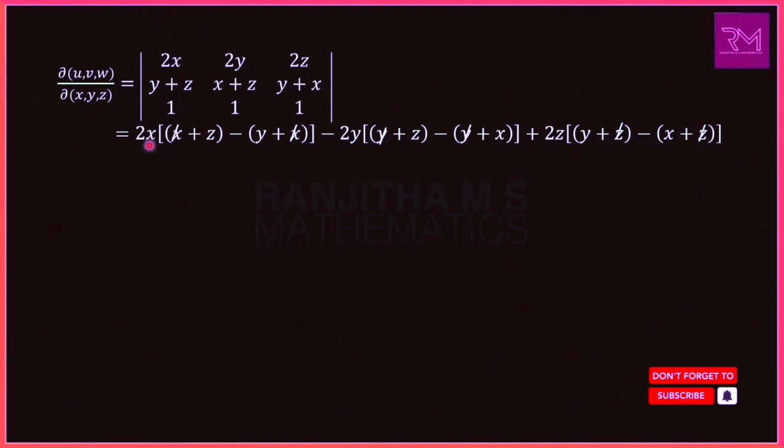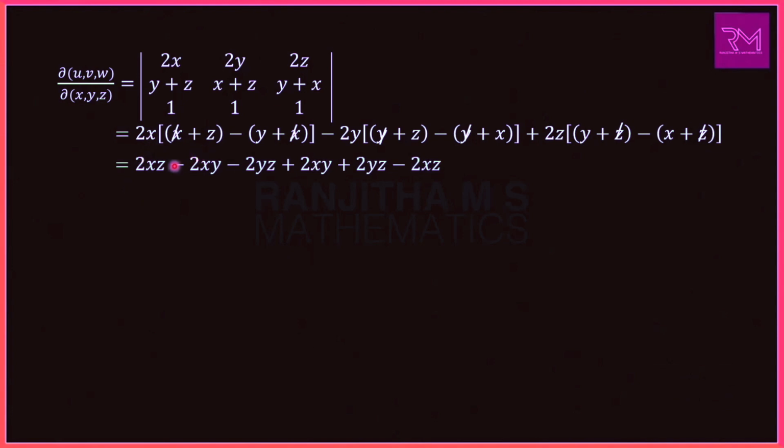And simplify, multiplying 2x, 2y, 2z inside the bracket, we get here 2x into z is 2xz, minus 2x into y is 2xy, minus 2y into z is minus 2yz. Here minus into minus, plus 2y into x is plus 2xy, plus 2z into y is plus 2yz. Here plus into minus, minus 2z into x is minus 2xz. Here we can cancel the terms. Plus 2xz minus 2xz gets cancelled, plus 2xy minus 2xy gets cancelled, and plus 2yz minus 2yz gets cancelled.